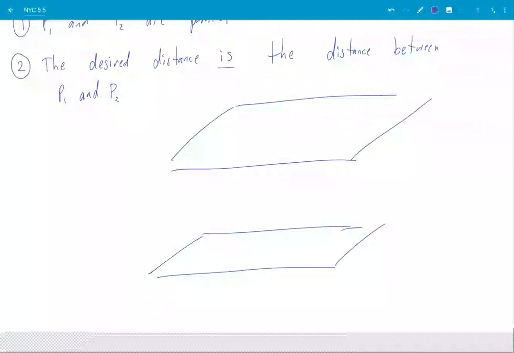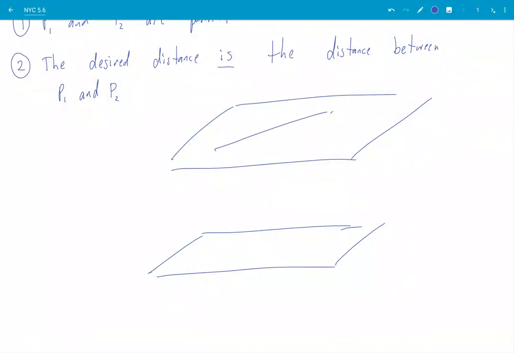And how did it go? L1 was going like, okay, L1 was going like this. L2 was going like this. Now we're trying to find the shortest distance between L1 and L2. And what I'm trying to say to you is that distance is in fact the shortest distance between P1 and P2.